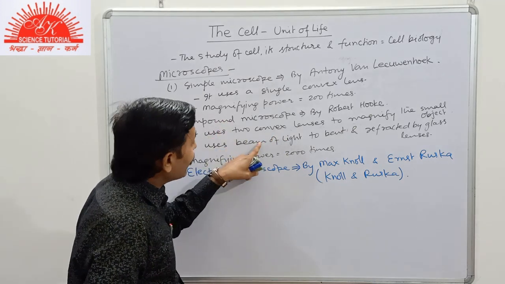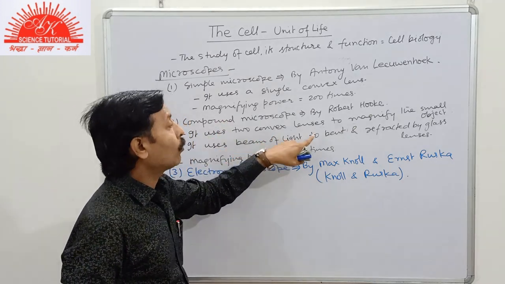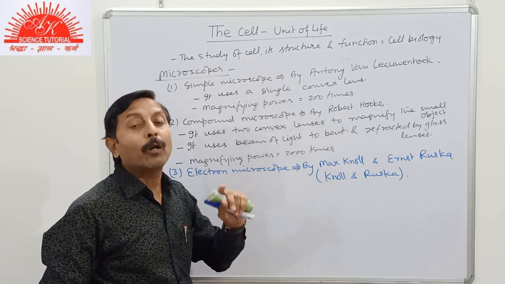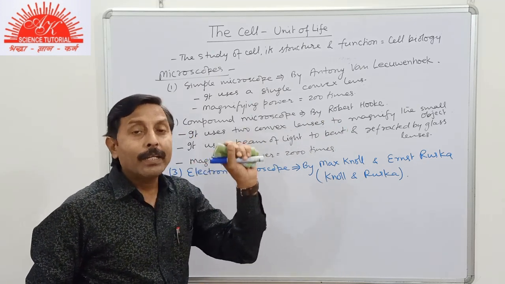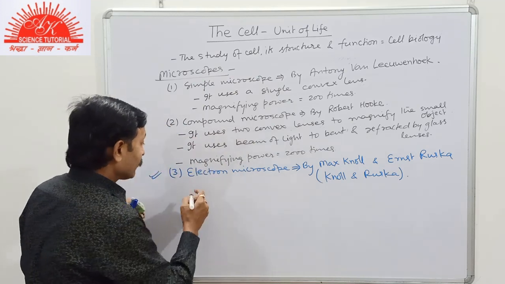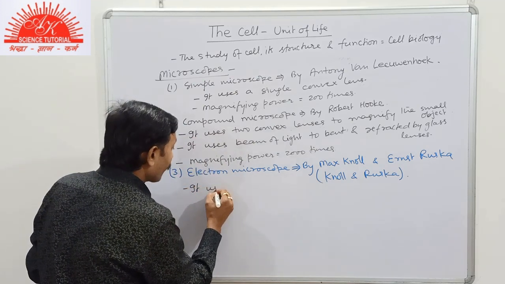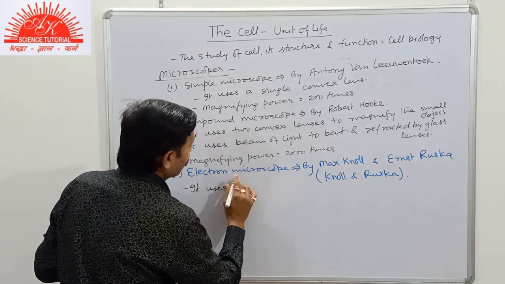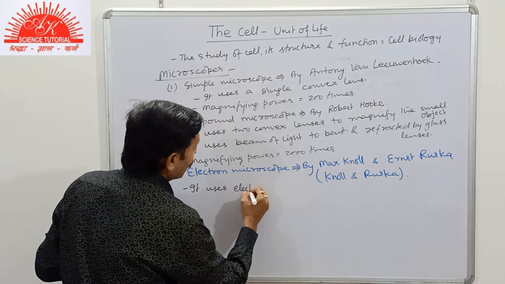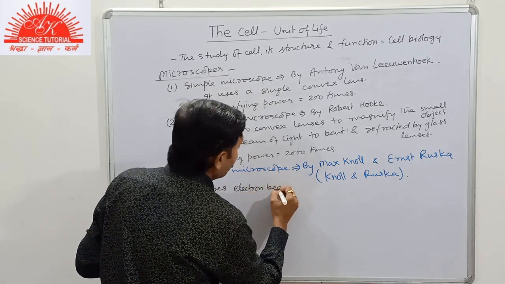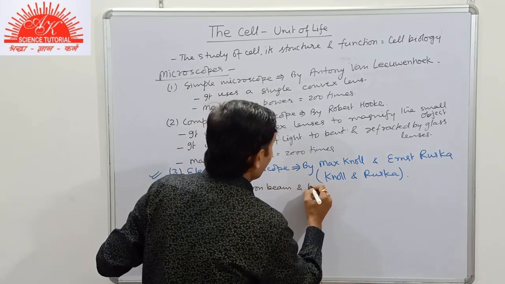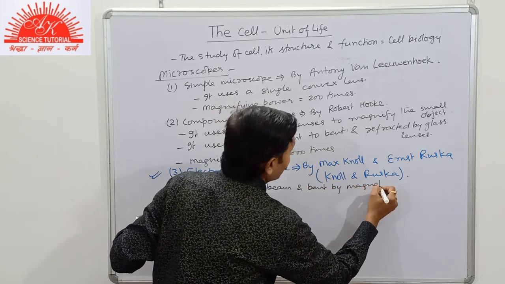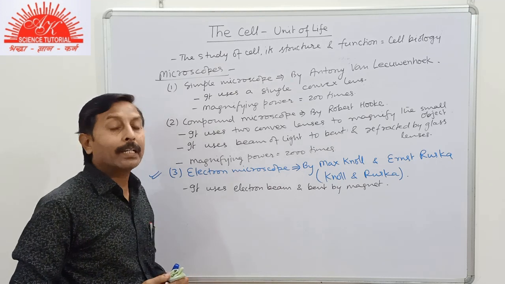Here in compound microscope, the beam of light was bent with the help of a glass lens. Compound microscope uses the beam of light, but here it uses electron beam and bent by magnet. That is, it was bent in magnetic field.